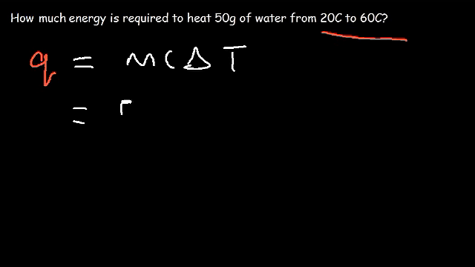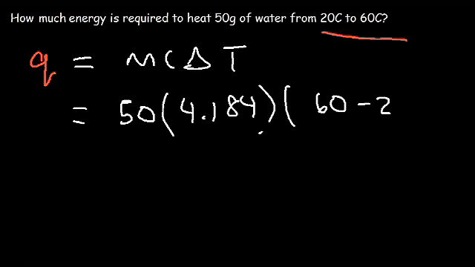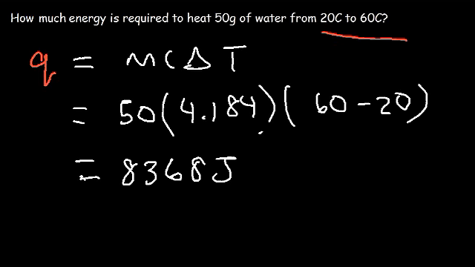The mass of water is 50. The heat capacity is 4.184. And the temperature change, final minus initial, the change is 40. So 50 times 40, that's 2,000 times 4.184. This is going to be 8,368 joules of heat energy.